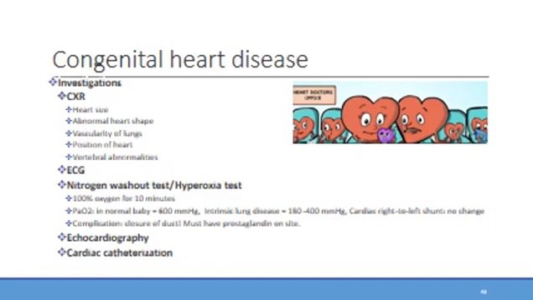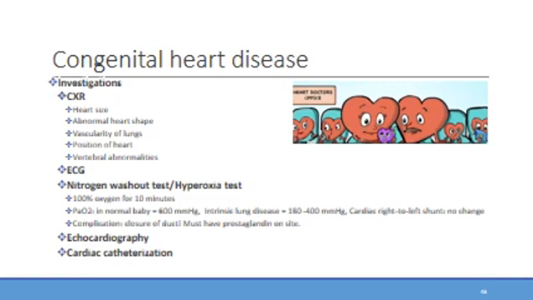When evaluating a baby for congenital heart disease, there are different investigations that can aid you in your diagnosis. Firstly, especially if you're in a small unit, you can use chest x-ray to look at the size of the heart and work out the cardiothoracic index. The abnormal heart shape might point you towards the correct diagnosis. It's important to look at the vascularity of the lungs and determine whether there is increased blood flow to the lungs or if the lungs are oligemic with decreased blood flow. The position of the heart should also be checked, as well as vertebral abnormalities.